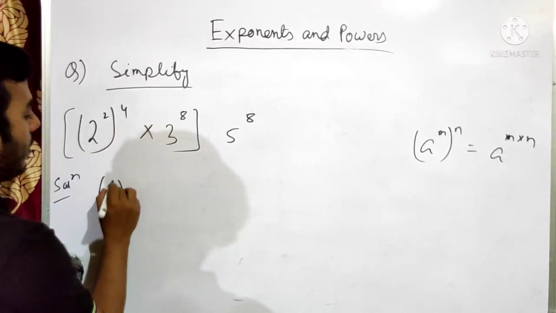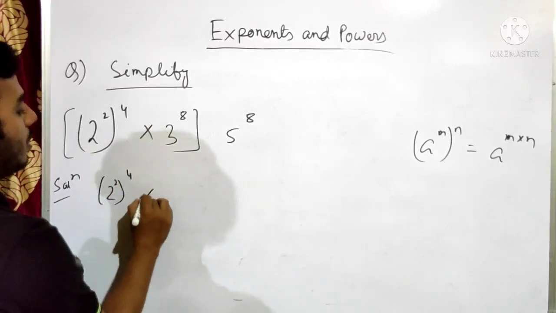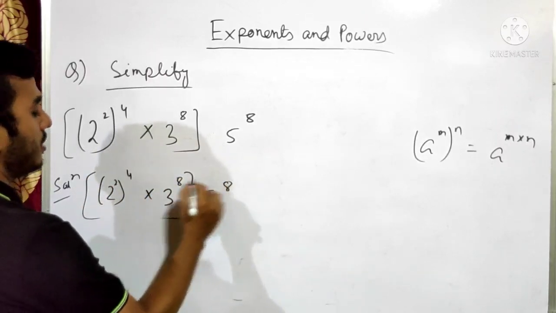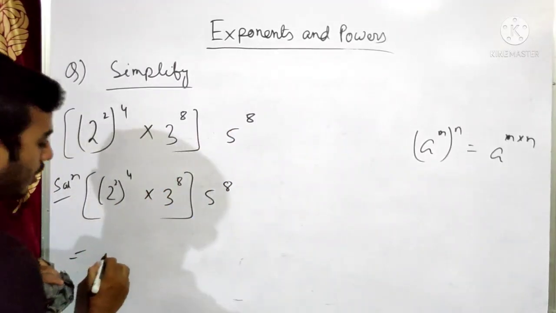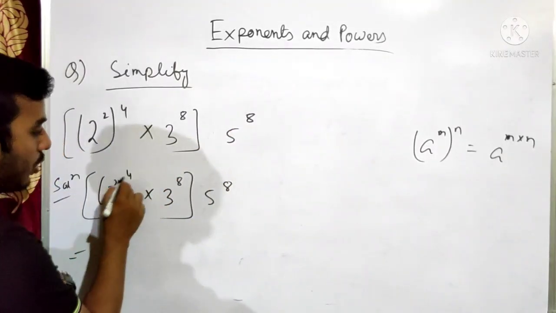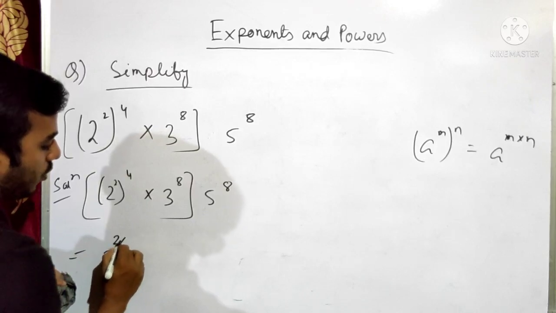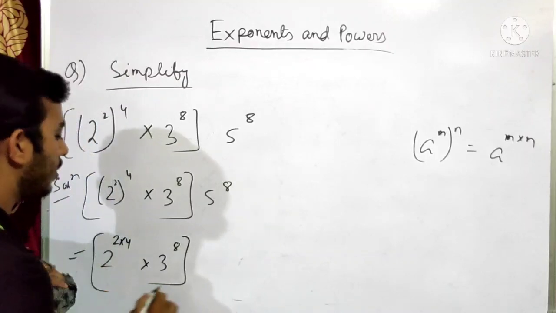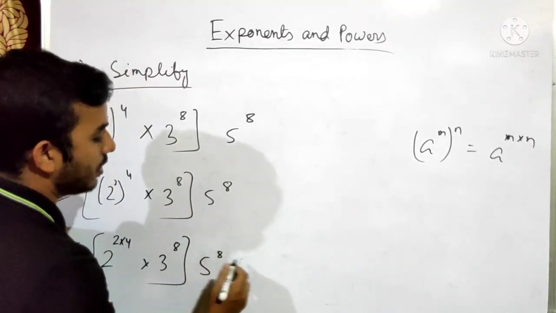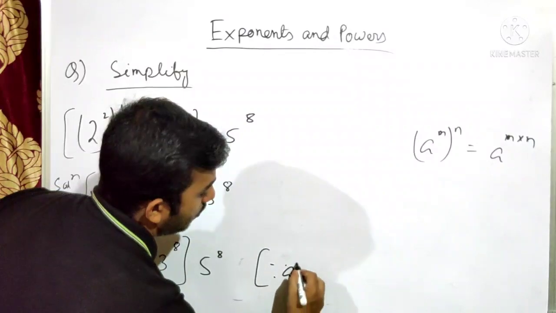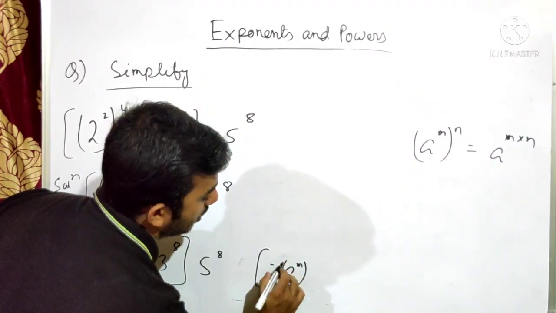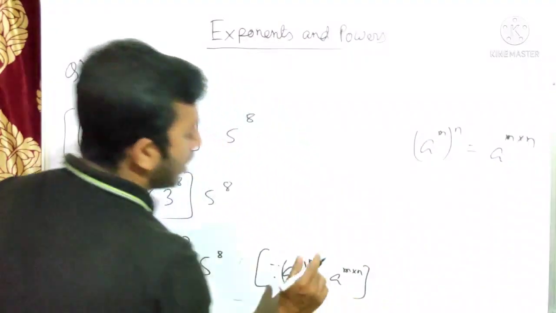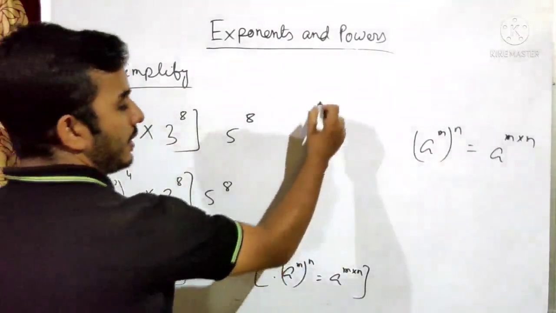So let's write 2 power 2 whole power 4 into 3 power 8 into 5 to the power 8. As per the rule, we'll write 2 power 2 into 4, 2 into 4 is 8, so 2 into 4 into 3 to the power 8, then 5 to the power 8. In the bracket we write, since a to the power m whole bracket n equals a to the power m into n. That means we have used this relation here.